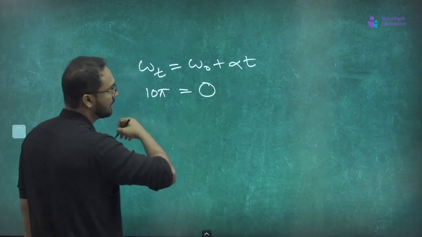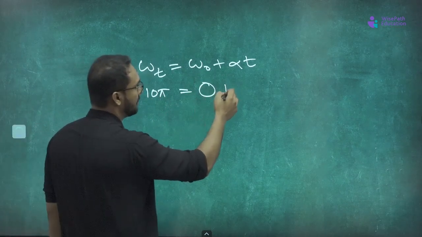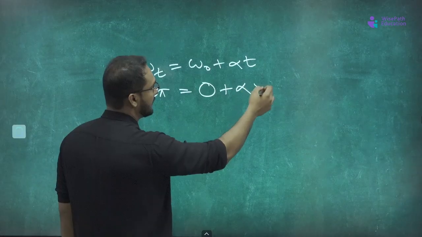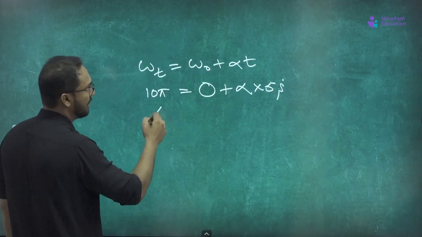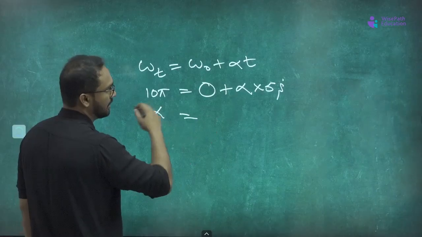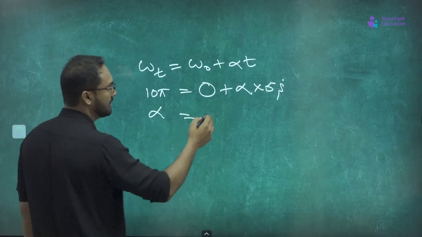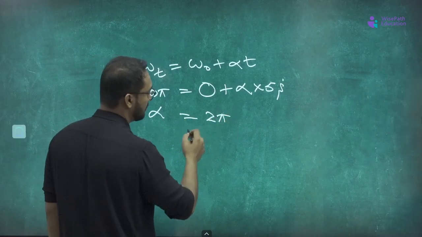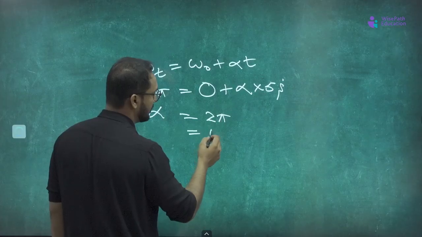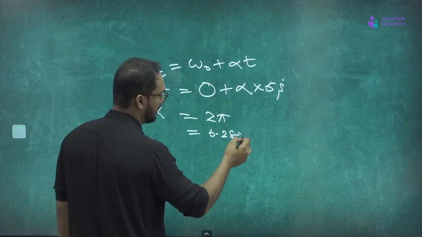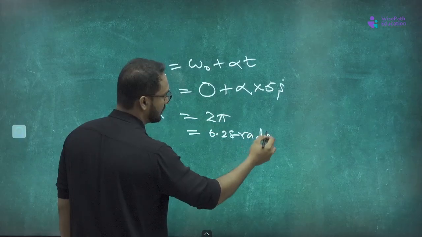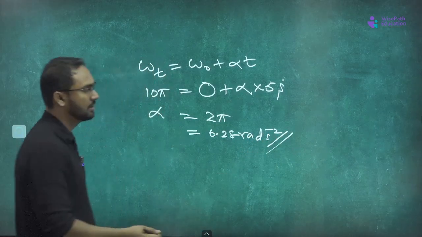Omega naught is 0, plus you have to find alpha. t is 5 seconds. So alpha equals 10 pi divided by 5, that is 2 pi, right? That is how much? 6.28 rad per square second. Yes, rad per square second.